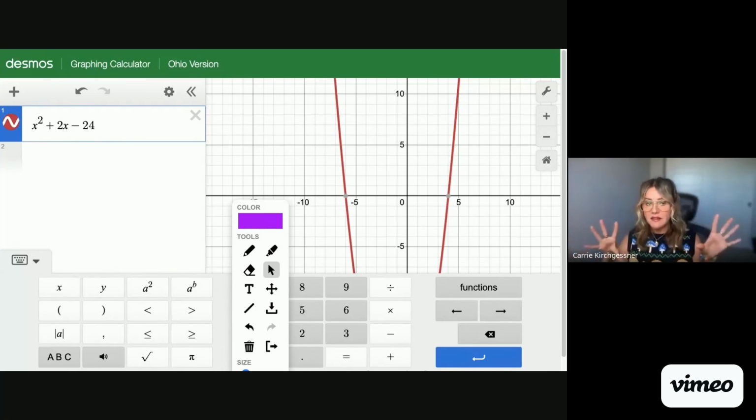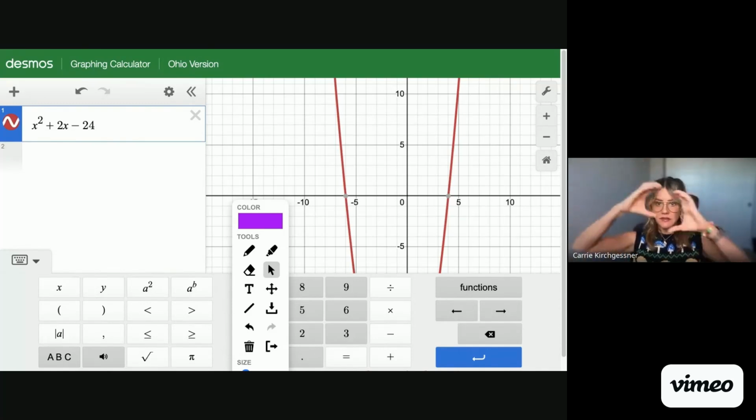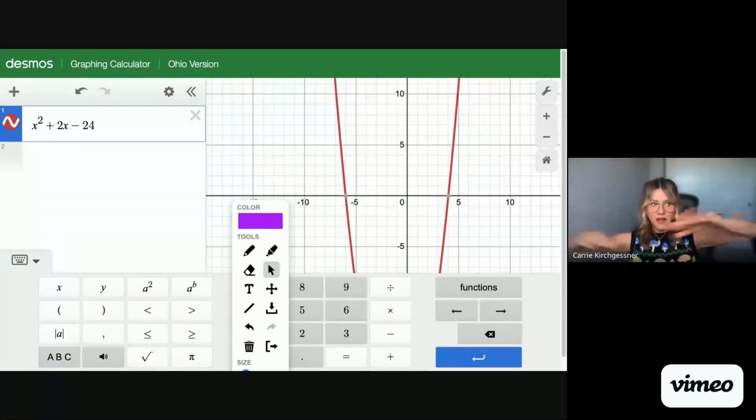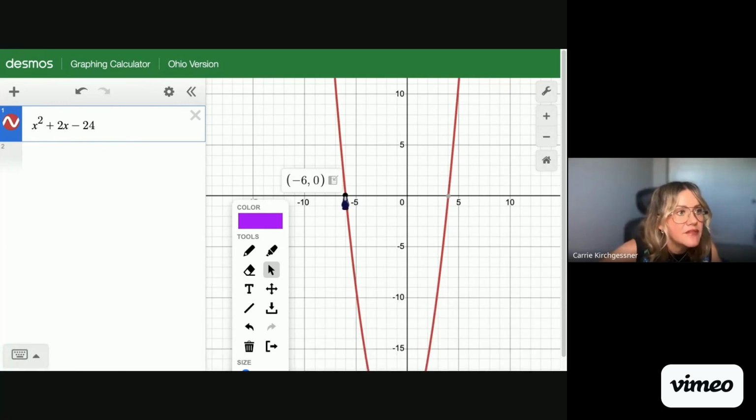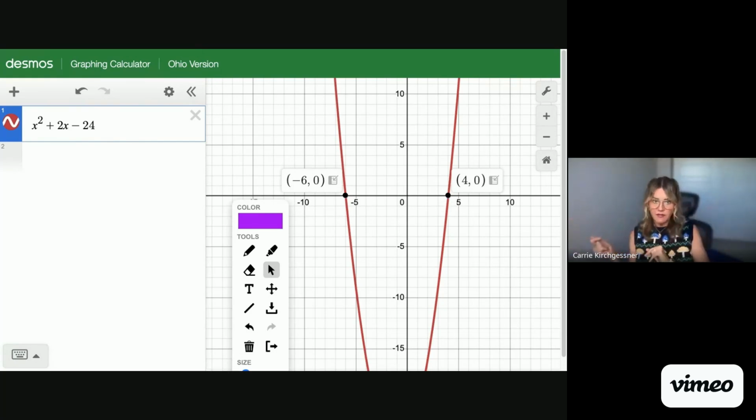When it's asking us for the values of a and b, it's asking us where does this function hit the x-axis. Now, this is the part that gets a little bit crazy. We have these two numbers here: -6, 0, and 4, 0. Those are our zeros, -6 and 4.